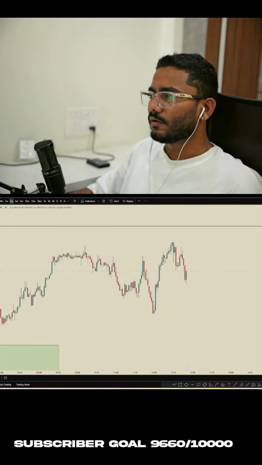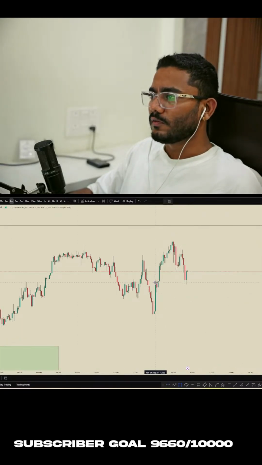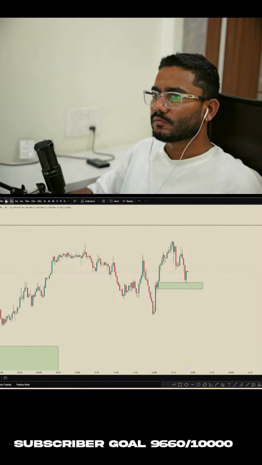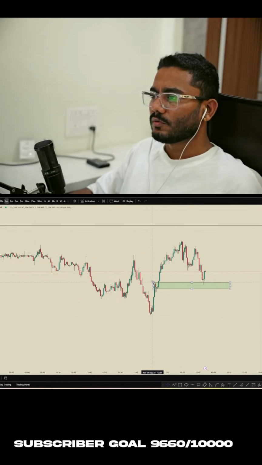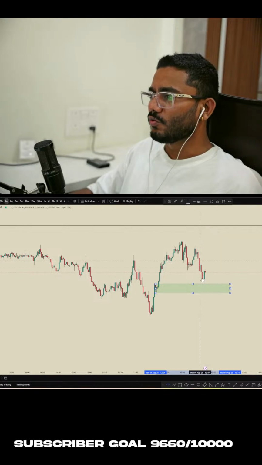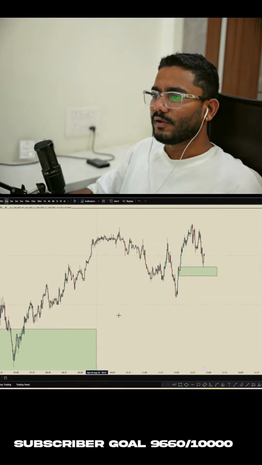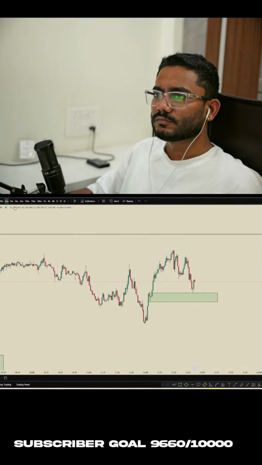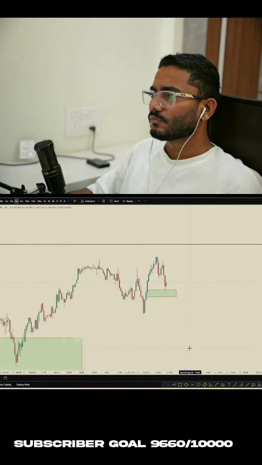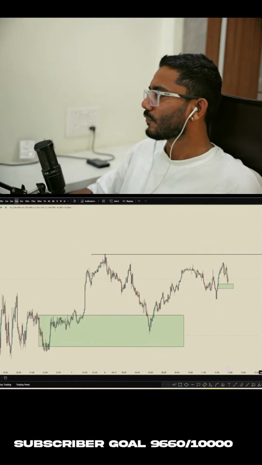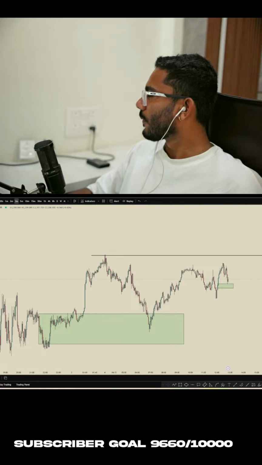So 1 minute is tapping this order block. So it should continue to the upside from this area, and everything is mitigated below this. So we can look for a buy side entry.